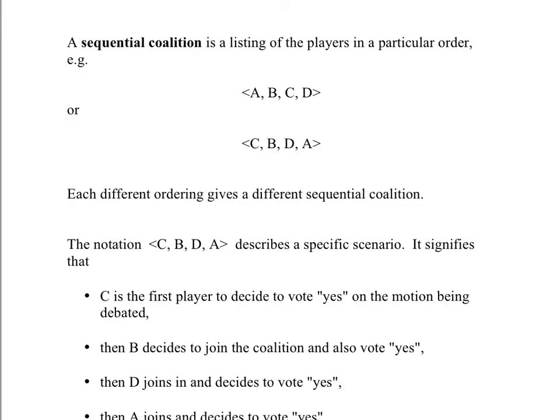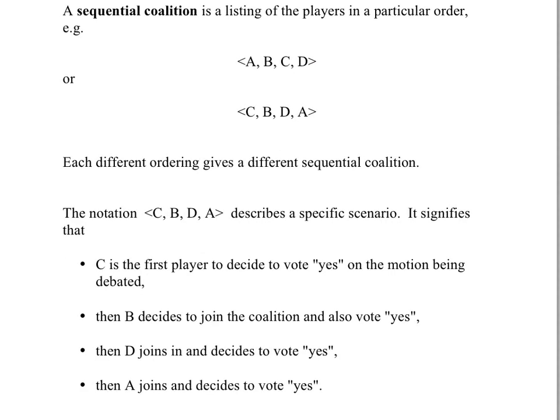And as we've indicated, this notation with angle brackets describes a specific scenario, which means that this sequential coalition is describing a different political scenario than that sequential coalition. In this scenario, C is specifically the first player to decide to vote yes on a motion, and then other people join in. In this scenario, A is the first player to decide to vote yes, and then other players join in.